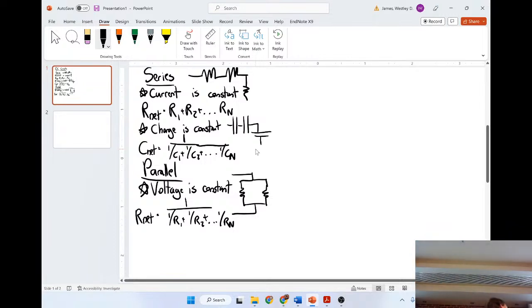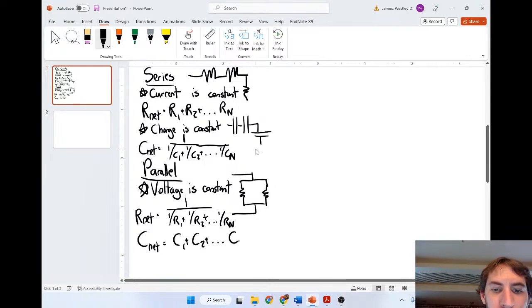For capacitors, there's no separate rule. Voltage is still constant, so I don't need to write anything extra there. For the net capacitance in parallel, you just add them. They follow opposite rules of each other. Replace those resistors with capacitors and it looks the same. They share the same wire on both sides.